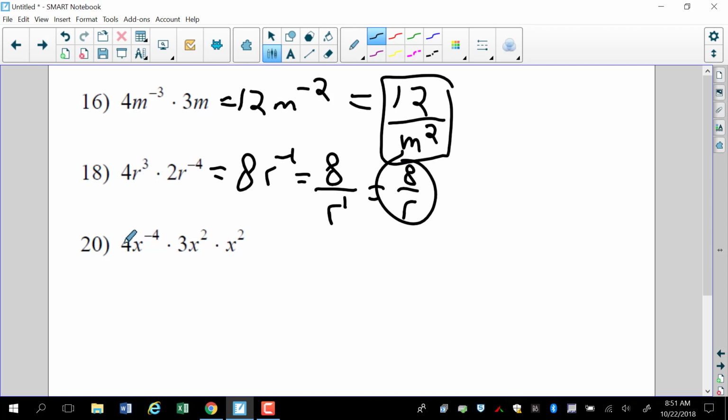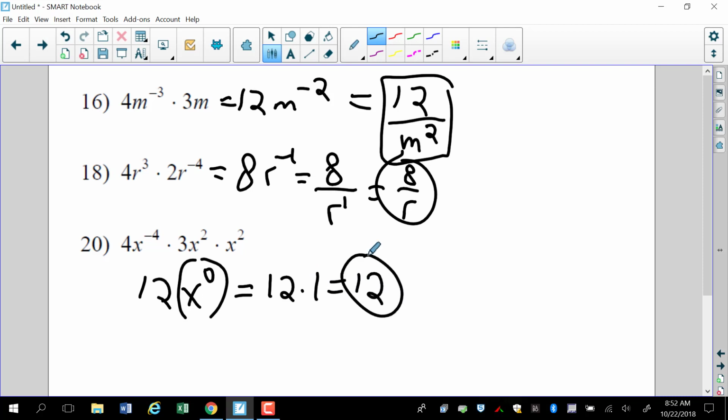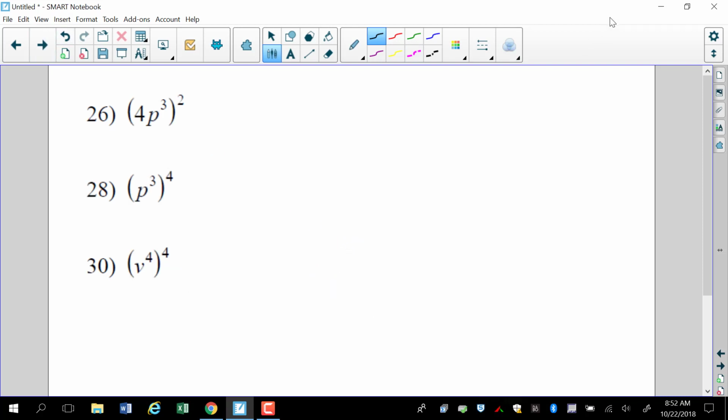So here we have 4 times 3 is 12. X to the negative 4, x to 2, and x to 2 is x to the 0. And anything to the 0 power is equal to 1, so this just becomes 12 times 1, which is 12. Take a minute to write these down, pause the video, and then work through them.